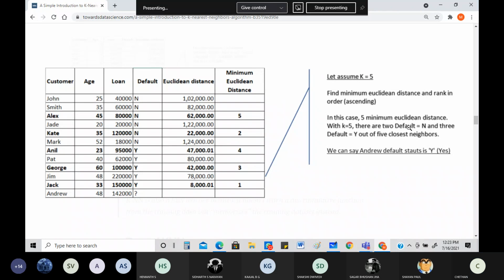3, 2. Which is having the majority? Majority is y. What is that y? Yes, he is going to be a defaulter. So we can very clearly say Andrew's default status is y. Is that the end? Yes. That's the end of your KNN. Did we do all the steps? Yes, we did all the steps.